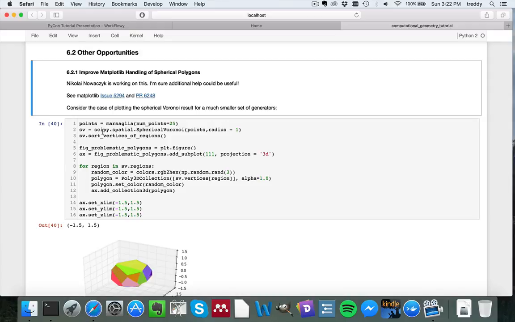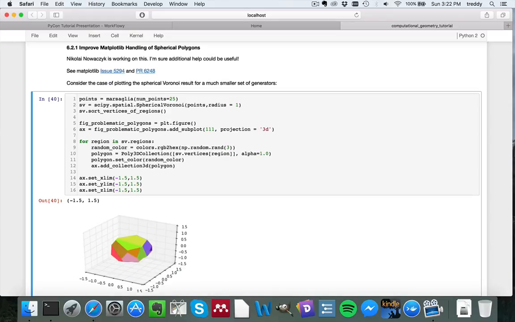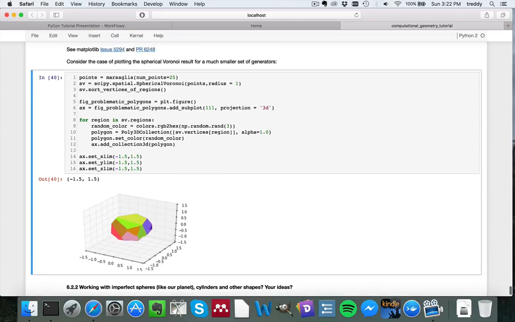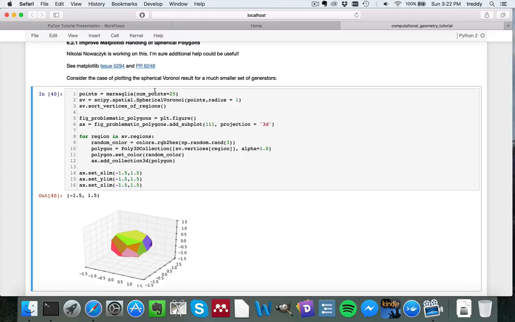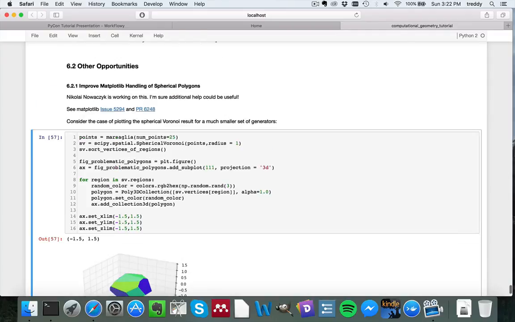This is described in this Matplotlib issue, and Nikolai has opened a pull request, and I've put in a few comments there in terms of my own testing. Here we're going to work with 25 random points on the surface of the sphere. The previous example worked with 600, and now we're reducing that substantially so that we can clearly visualize the weaknesses of the algorithm.